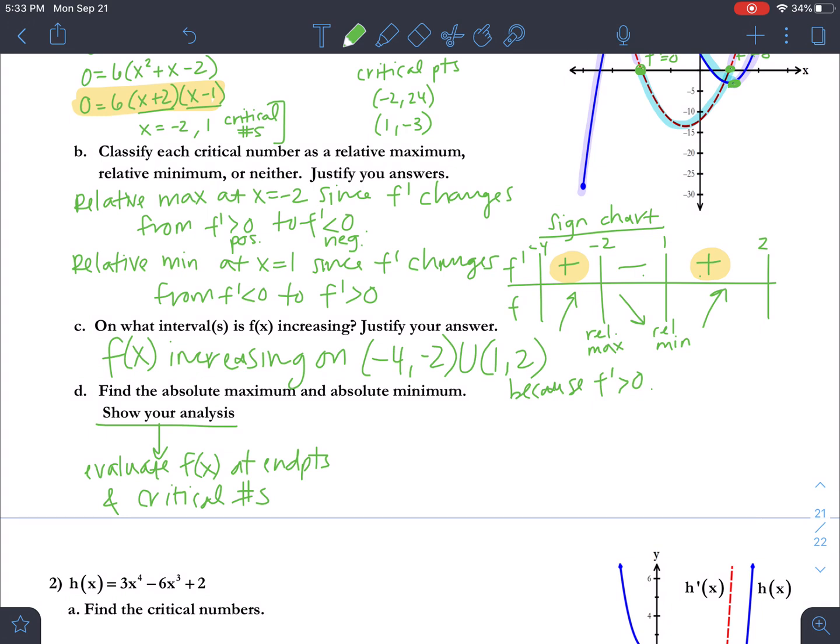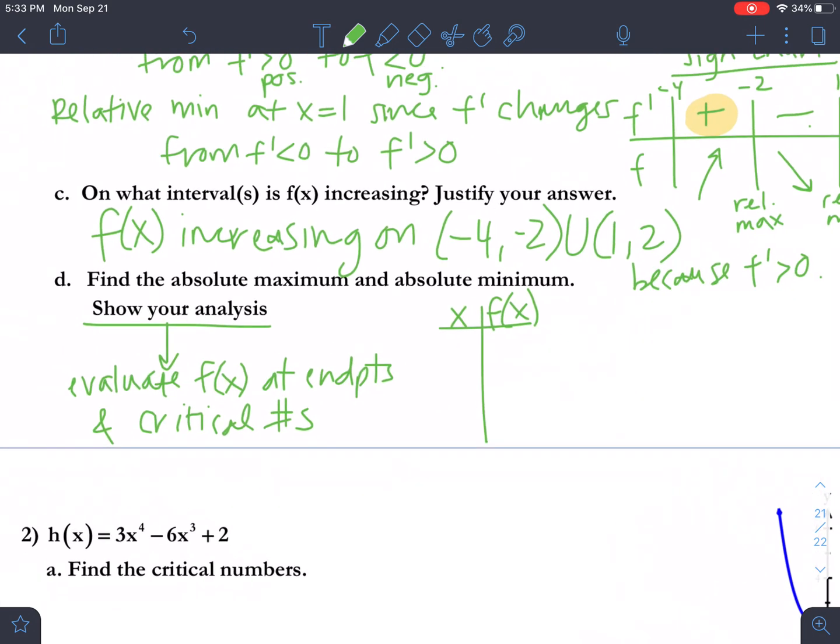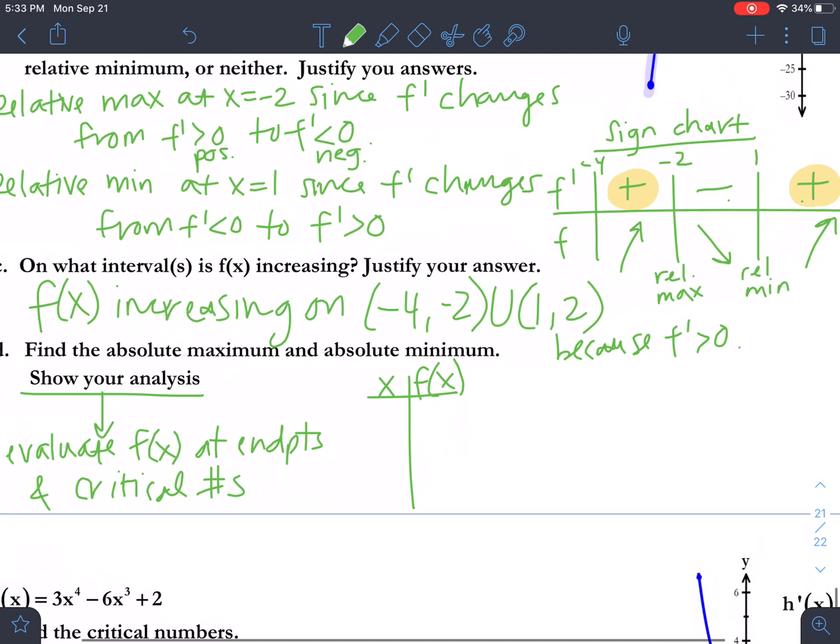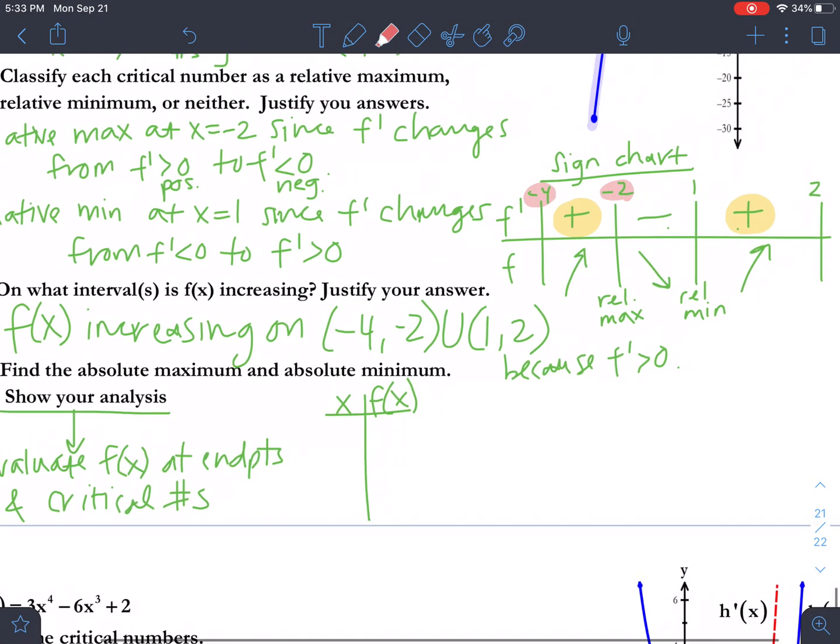Okay, so we're going to make a little table here. We're going to evaluate f of x. We're going to do x and f of x, basically a little xy table, and figure out what's happening at any of the endpoints and critical numbers. If you did this correctly, it should be these guys.